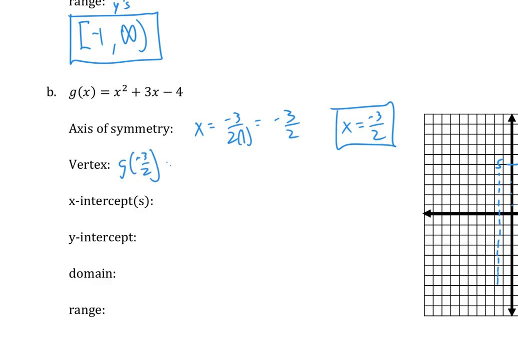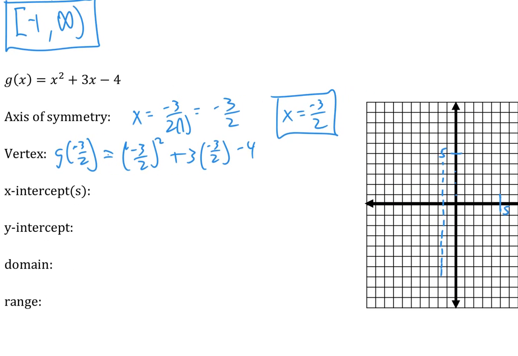It's going to be a little tricky with the fraction, but we can do that. Negative 3 halves squared plus 3 times negative 3 halves minus 4. All right. Squaring gives us 9 fourths plus, actually minus, because 3 times negative 3 is minus 9 halves minus 4. And let's change that 9 halves to quarters. That would be 18 quarters, 18 fourths. And while we're at it, let's change 4 into 16 fourths.